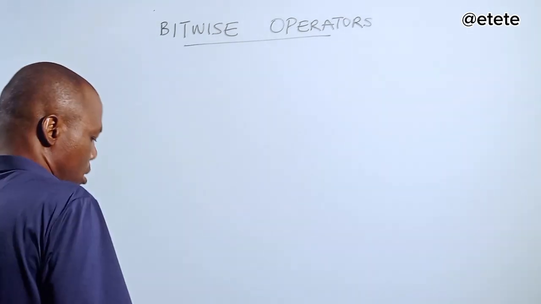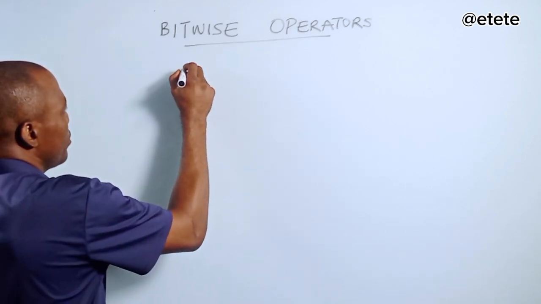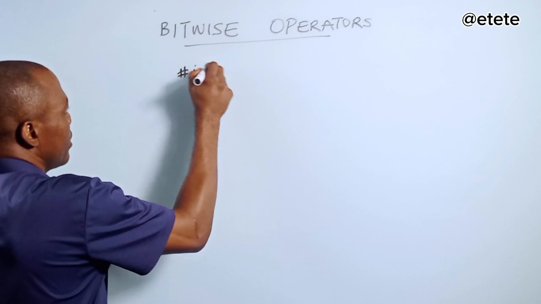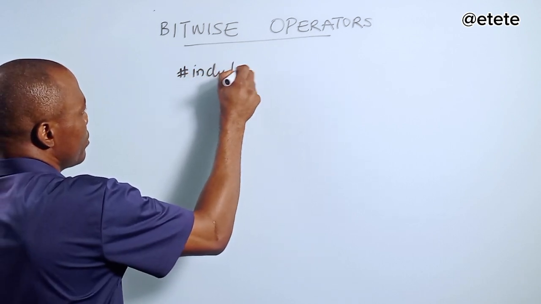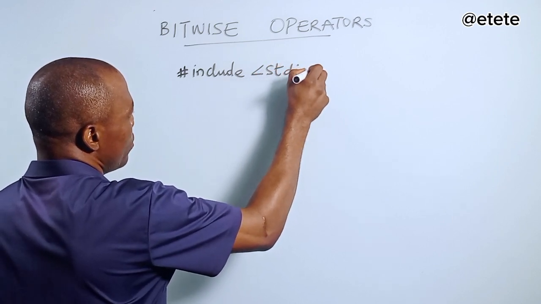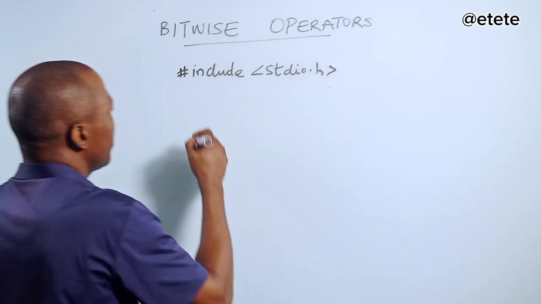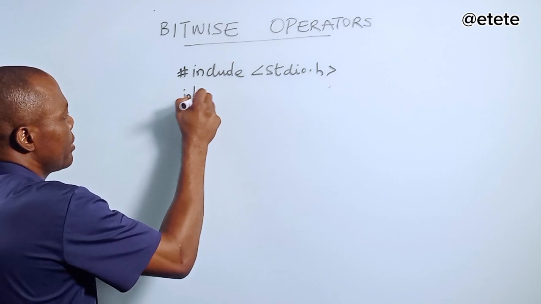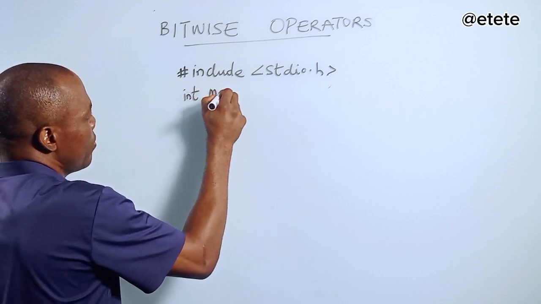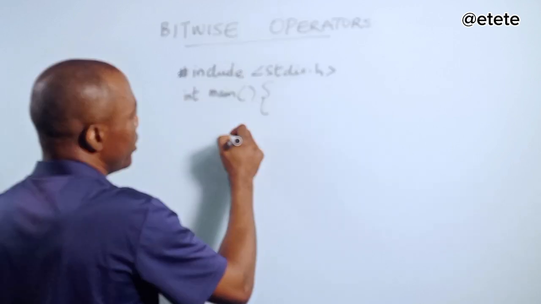All right, so let's write our program. So we say include stdio.h. Then here I will say int main. We'll write our main function, and then we'll open the curly bracket.